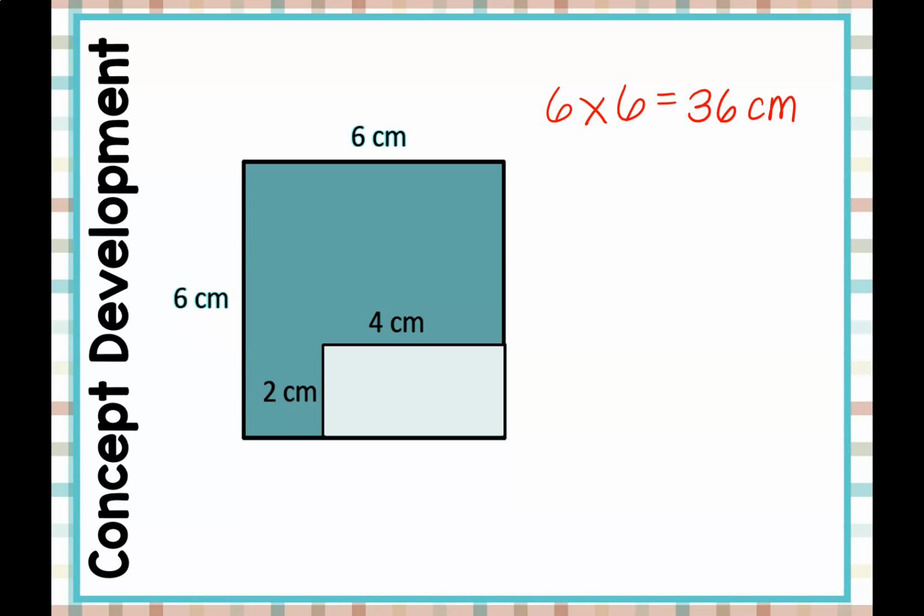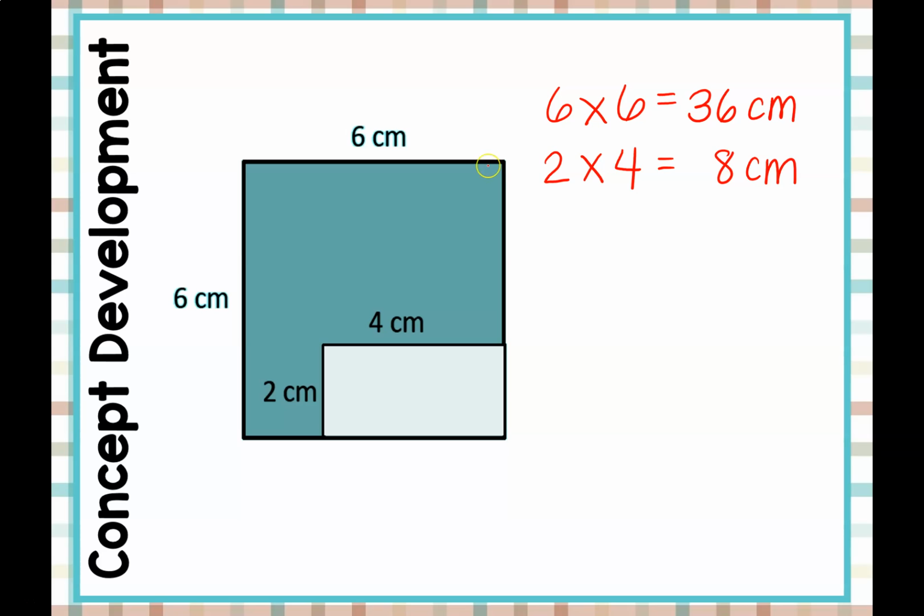So we have 36, but we're not done. Remember, we're not trying to find the area of the whole square. We're trying to find that darker shape, the area of that. So now we're going to find the area of this lighter, smaller shape. We're going to take 2 times 4. So we're multiplying length times the width to get 8 centimeters. So we know that the whole square, the area is 36 centimeters. And then this little guy, the area is 8 centimeters.